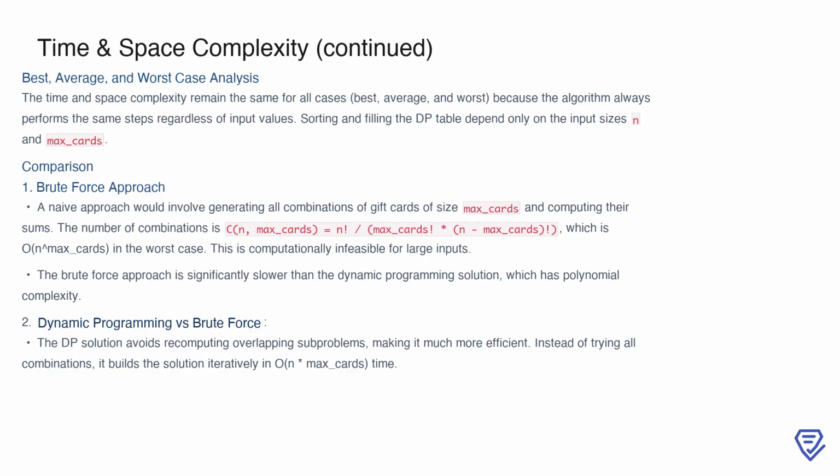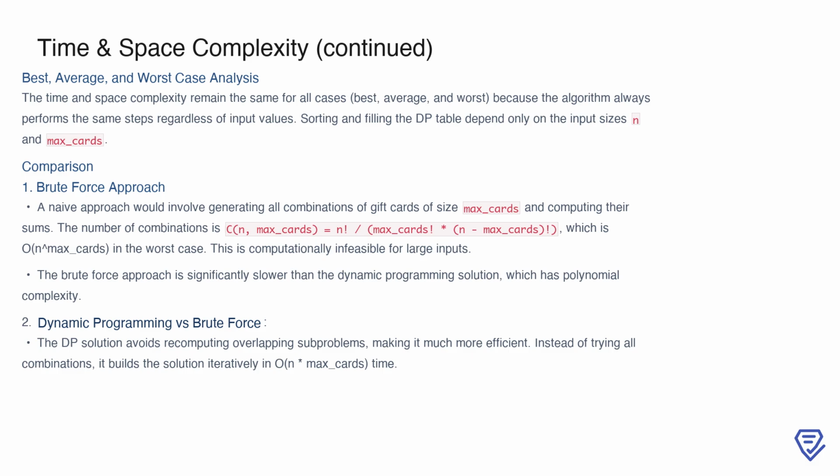Comparing this to a brute force approach, where all combinations of gift cards of size max_cards are generated and evaluated, we see a stark difference in efficiency. The brute force approach has exponential complexity, O(n^max_cards), due to the combinatorial explosion of possibilities, making it impractical for larger inputs.